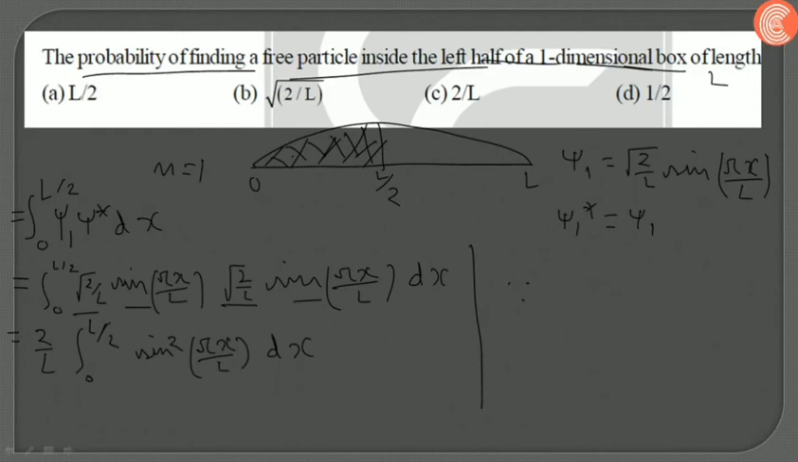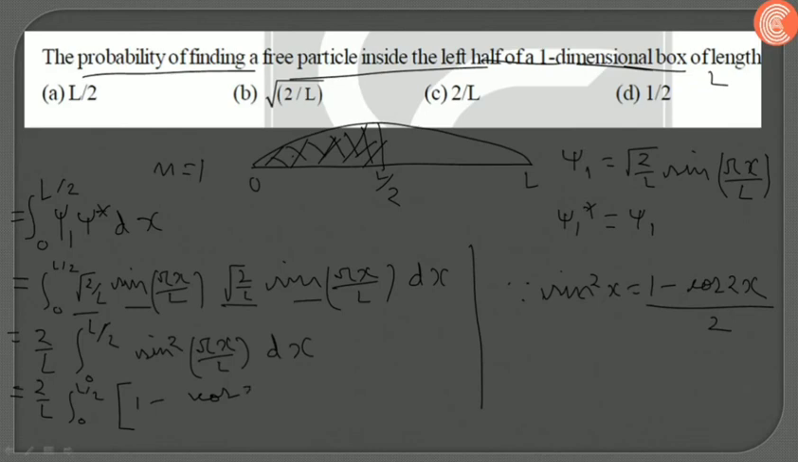So let's use one of the formulas for sine square: sine square x equals 1 minus cos 2x divided by 2. Using this formula, we can write 2 by L integration from 0 to L by 2 of 1 minus cos 2 pi x by L.